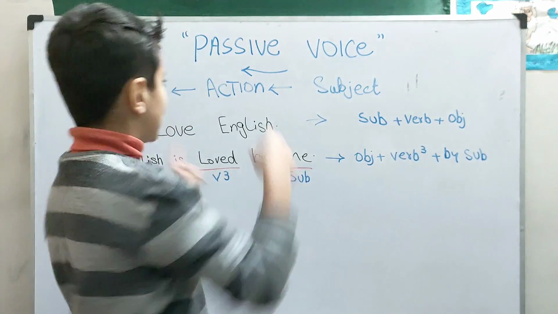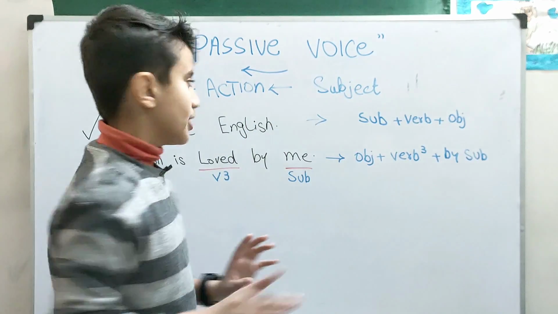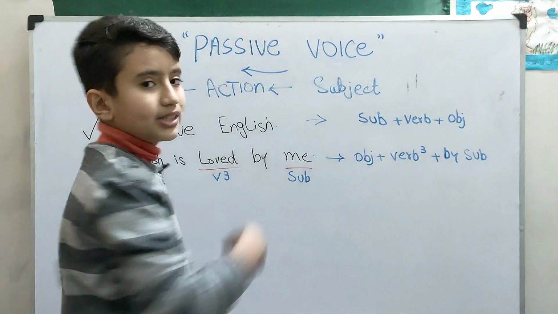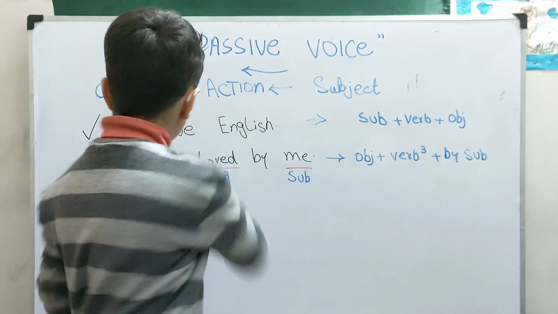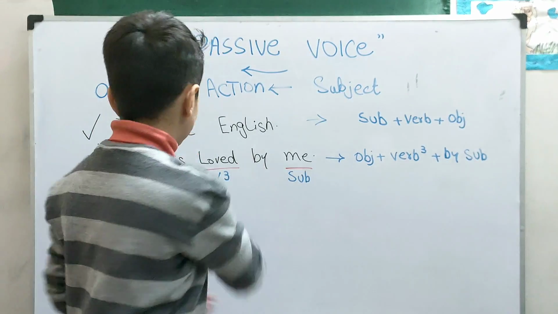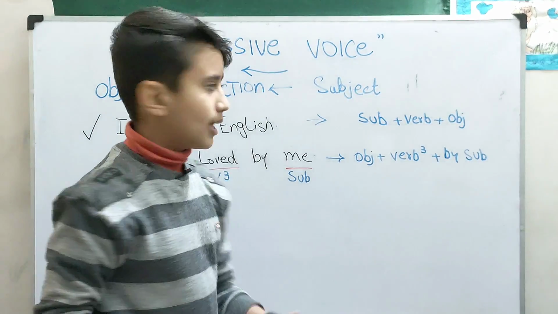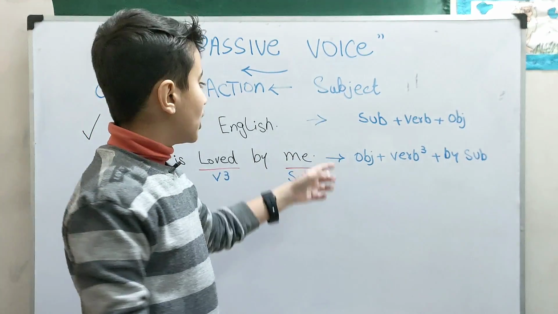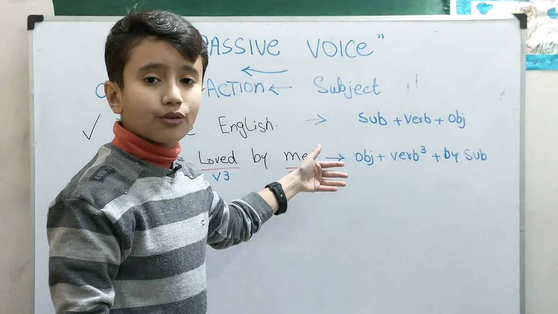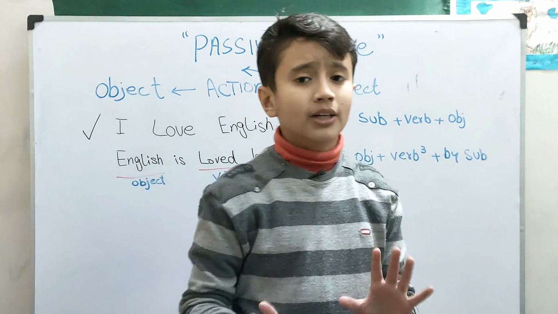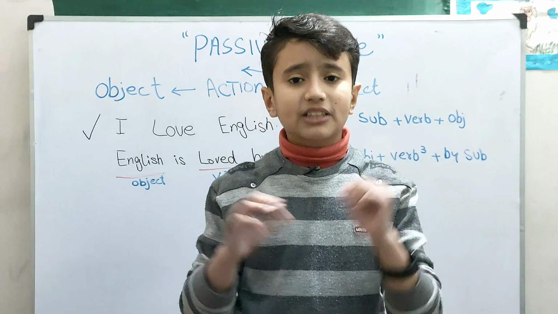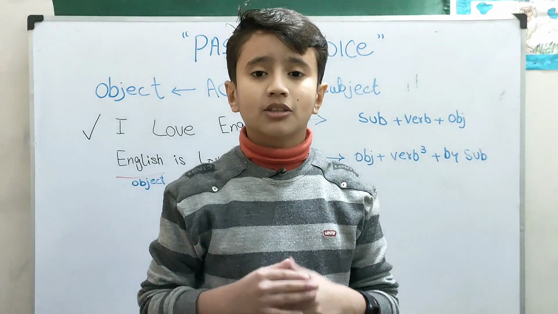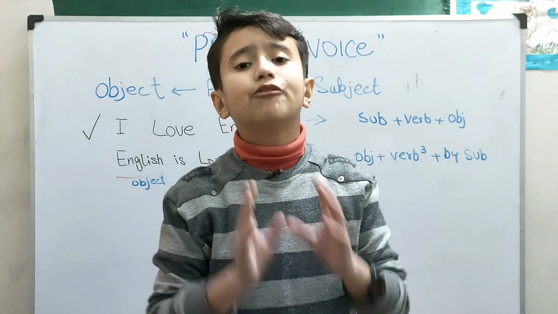You don't need to write these kinds of things in your paper. You simply have to write, for example, I love my mother. My mother is being loved by me, or my mother is loved by me. Simple. And if they are asking, you can write the definition of the subject and the object. So no need to take tension. This might seem complex at first, but practicing it will make everything easier.